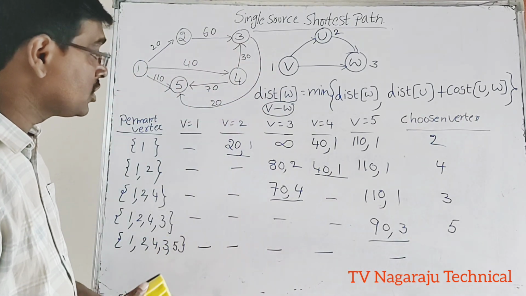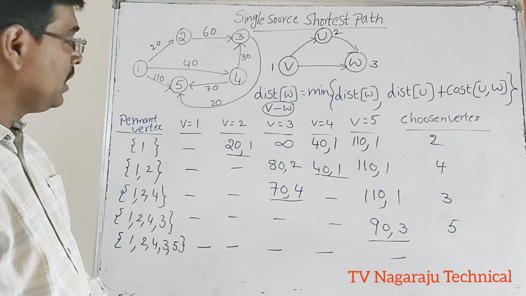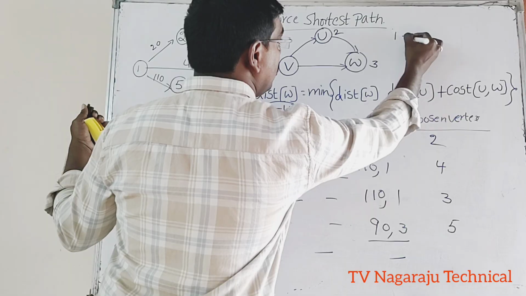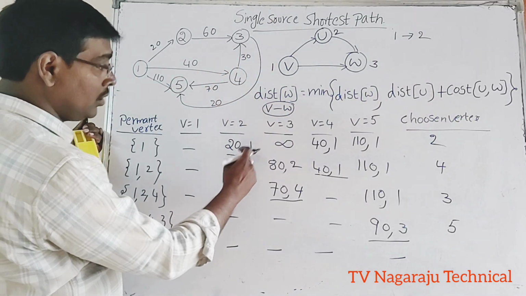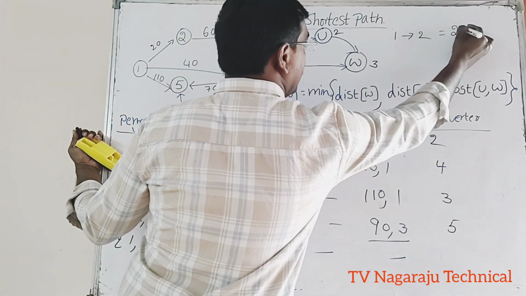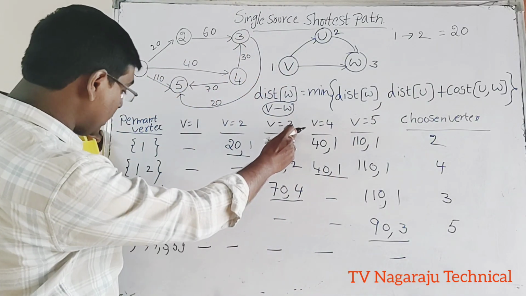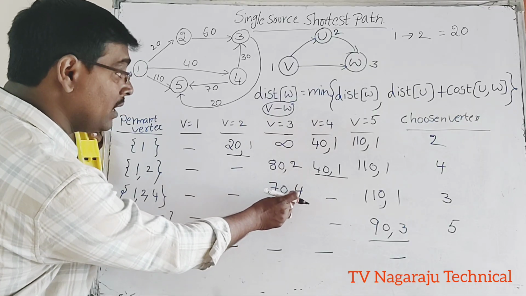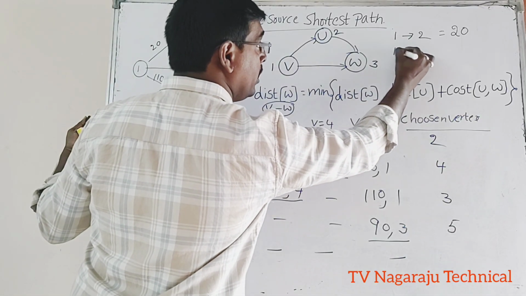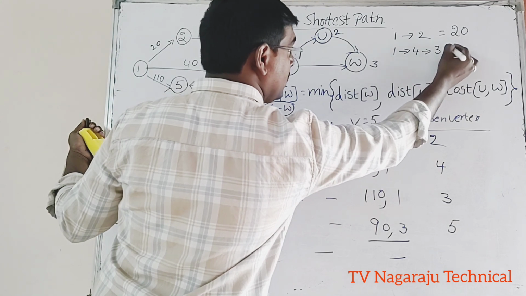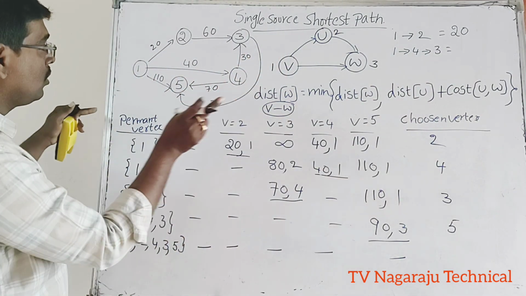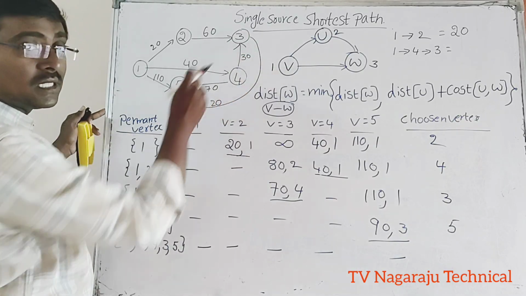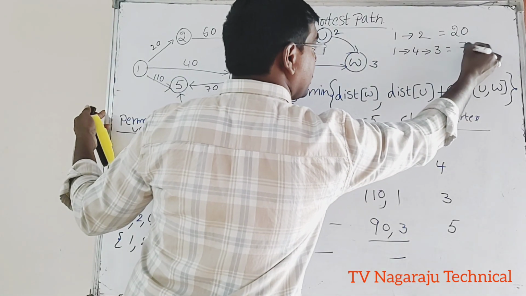Finally, what is the shortest path? From this diagram we observe the shortest paths. 1 to 1, no problem. 1 to 2 with a value of 20. Now what is the 1 to 3 shortest path? For 1 to 3 the shortest path goes up to 4. 4 is available from 1, means 1 to 4, then 4 to 3. This is the shortest path. If you have doubt, check. 1 to 4, 40. Then 40 plus 30, 70. This is the shortest path.